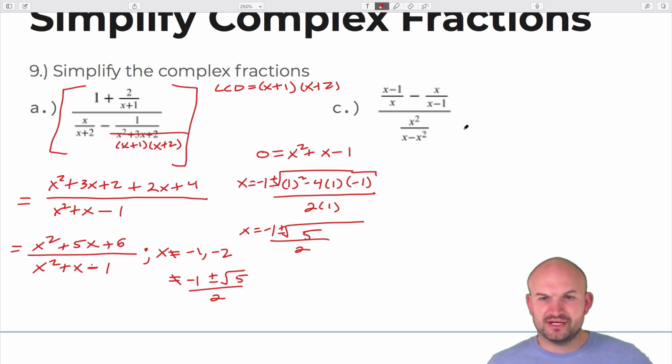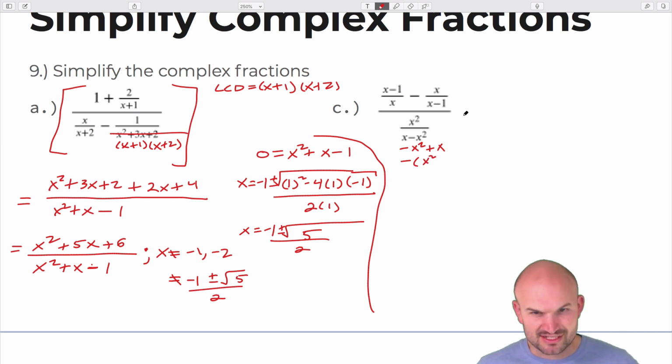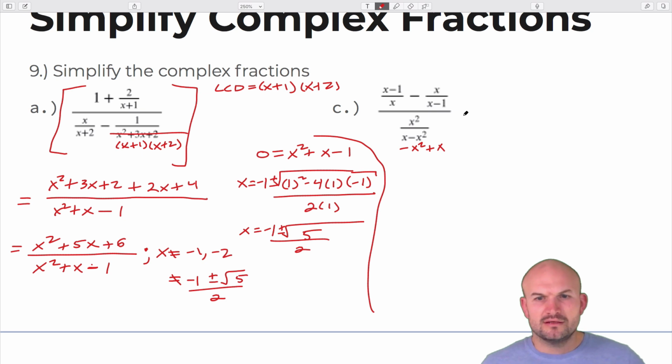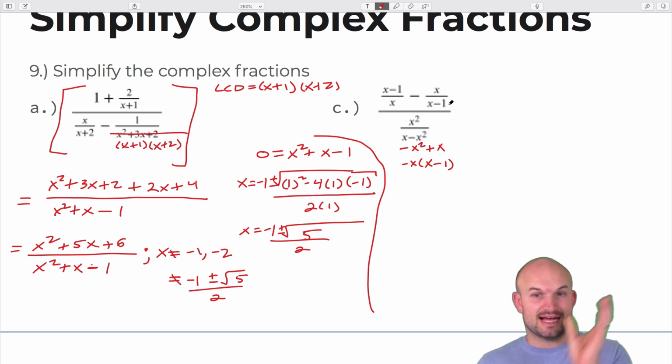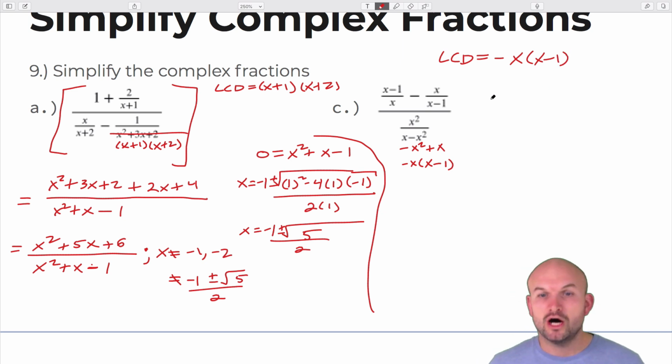All right, last example here. I'm going to want to rewrite that as a negative x squared plus x, and factor out a negative x. If I factor out a negative x, that's going to leave me with an x minus 1. Okay, so now I have an x minus 1 and a negative. So my LCD in this case is going to be a negative x times x minus 1. So I'm going to multiply everything times all of those three.